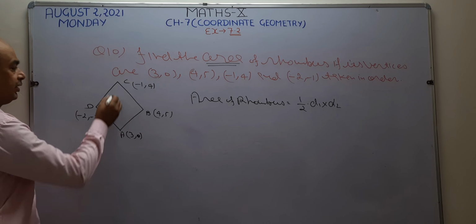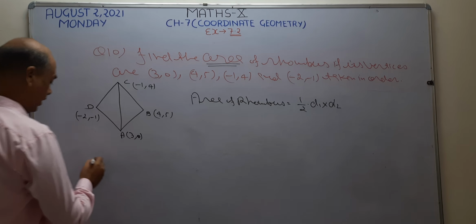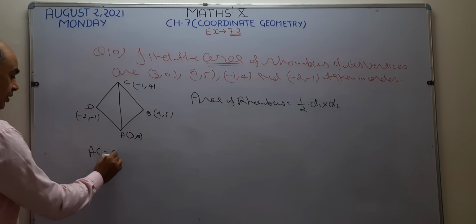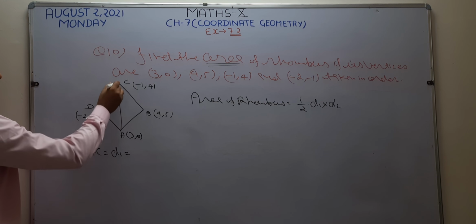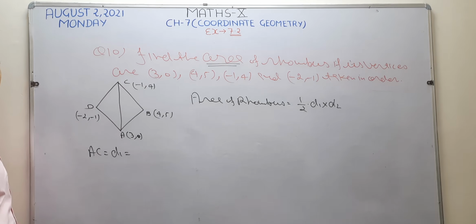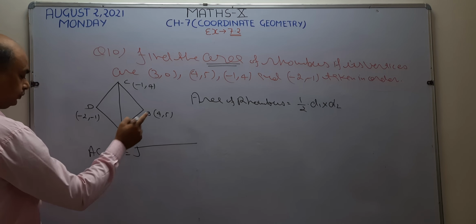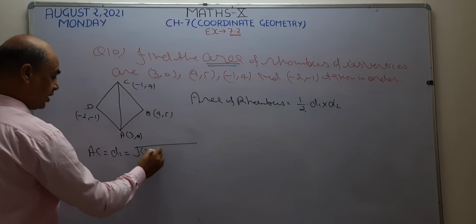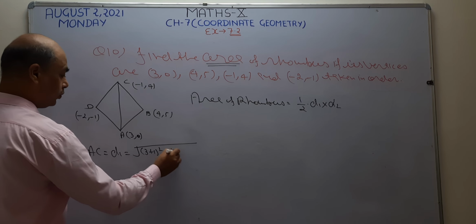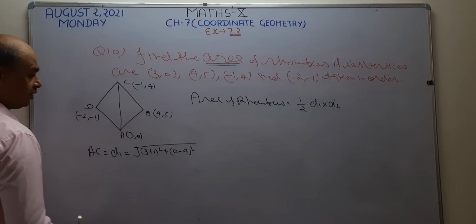First I want to find the length of diagonal 1. This is your first diagonal. Okay, so write here AC. AC means d1, diagonal number 1. How do you find the length of AC? By using the distance formula. You know what the distance formula is? Square root of (x2 minus x1) whole square plus (y2 minus y1) whole square. This formula is known as the distance formula.